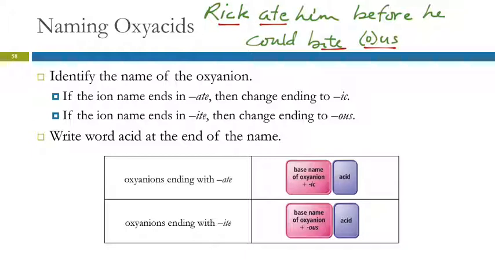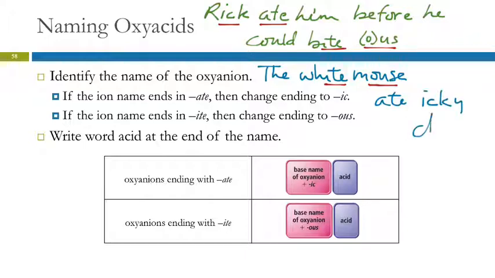Another one that students sometimes use is the white mouse ate icky cheese. The white mouse ate icky cheese. So there we've got the ite and the us together. I didn't plan ahead very well there.